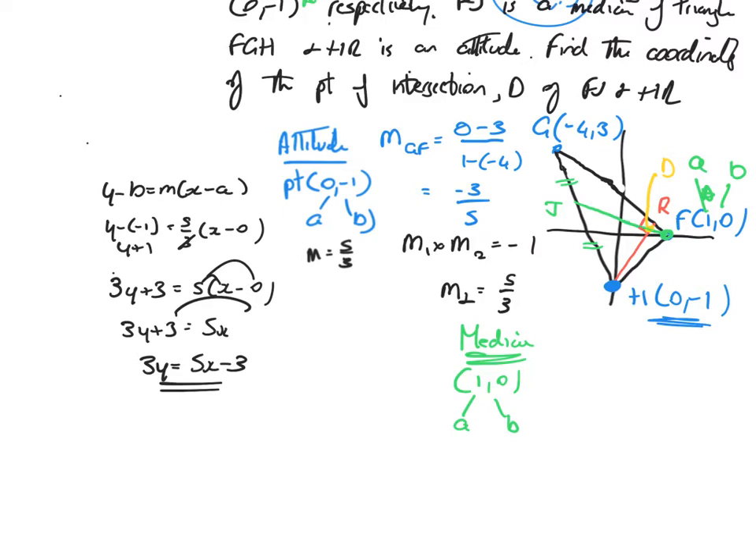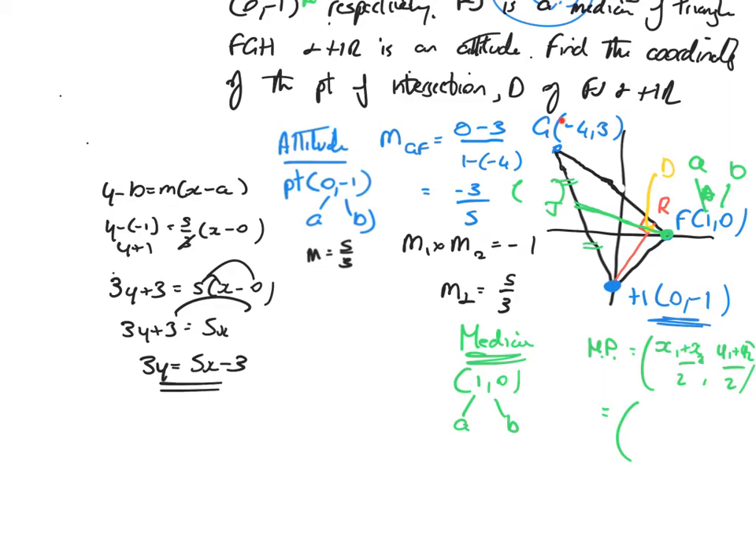So it's the gradient of the median here. So how do I get the gradient of the median? Well, I'll need a second point, which is the midpoint. Okay, so I need this point J, and I'll need to use the midpoint formula. So that's x1 plus x2 over 2. Don't mix it up with the gradient formula, it's completely different, and y1 plus y2 over 2. Okay, so it's the midpoint of, let's be sure we know, it's the midpoint of this line.